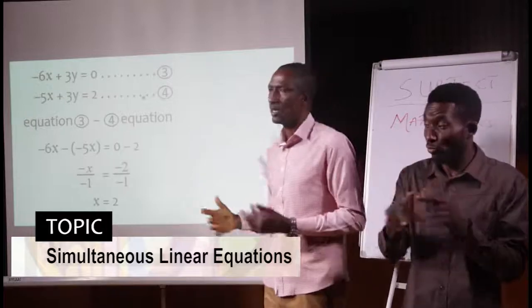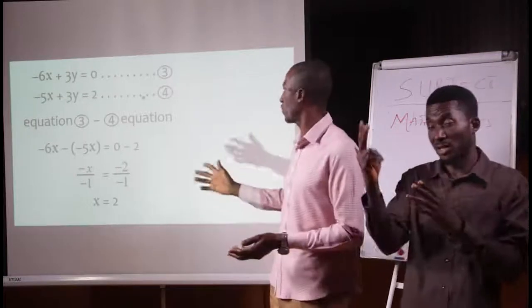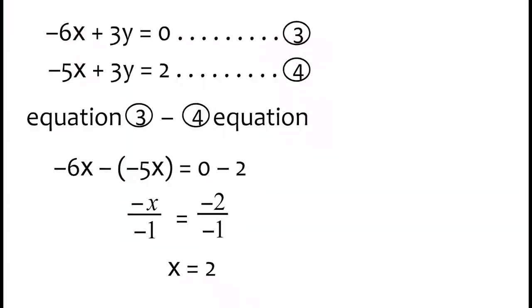So to find x, divide both sides by minus 1, the coefficient of x. So I now have minus x divided by minus 1, and minus 2 divided by minus 1, and our x will become 2.